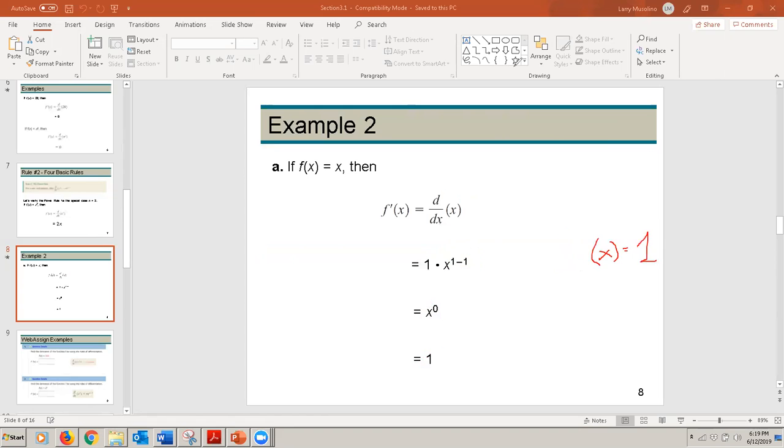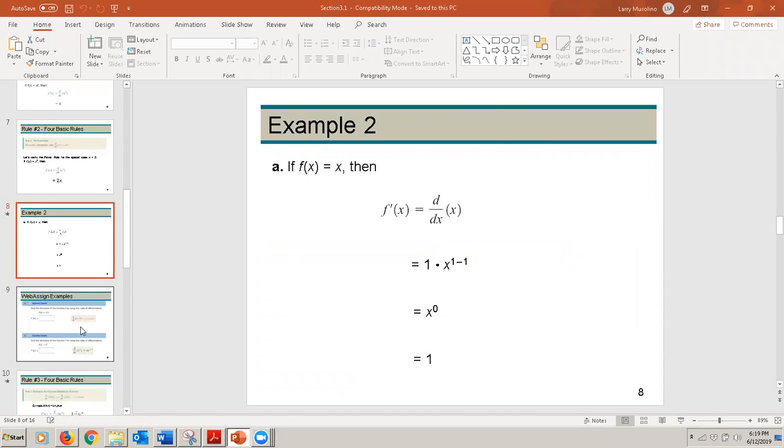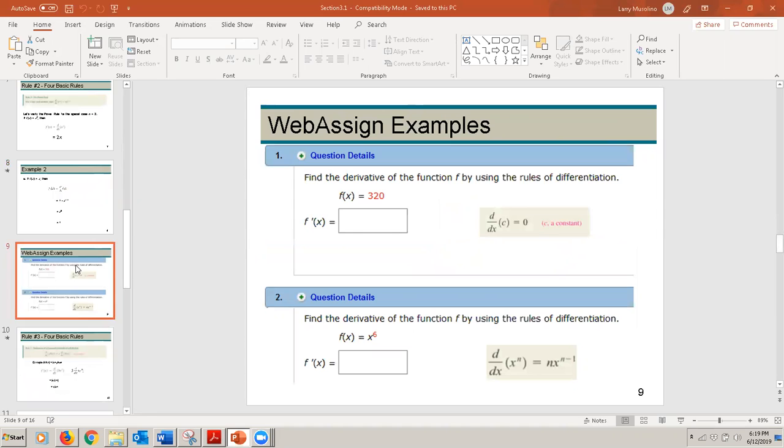All right, let's do some WebAssign examples. How about this first one? It says, what's the derivative of 320? Well, remember, anytime you take the derivative of any constant, the answer is 0. So this answer is 0. How about the derivative of x to the 6? Well, the rule is bring that 6 down in front as a multiplier. So I'm going to write 6x, and remember you subtract 1 from the exponent, so the answer here is 6x to the 5th.